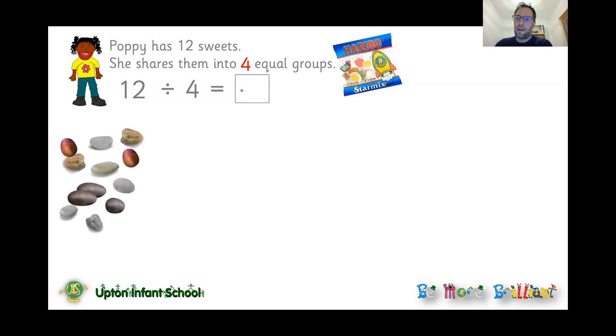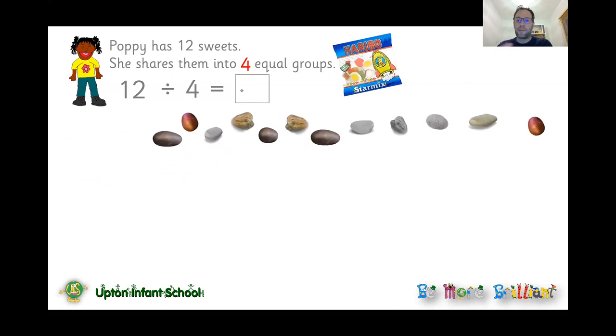So there's my 12 sweets. I am going to share them into 4 equal groups. That's what we need to find the answer to. Okay, so luckily in our last question, we had 12 things to count. So I shouldn't need to count them out again because we've still got 12. So can you make sure you've got your 12 things to count? Pause the video if you just need to sort that out.